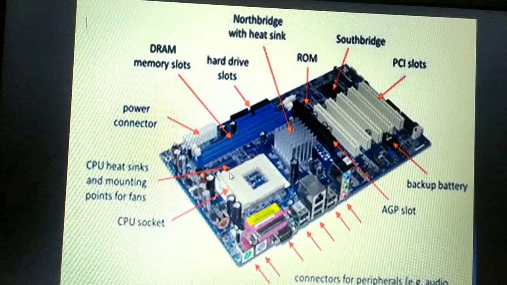This is the CPU socket. You can see here the CPU socket, with CPU heat sinks and mounting points for the fans. This is nothing but the MPGA, the micro pin grid array processor socket it is using. And this is a power connector. It might be the 20 or the 24 pin connector. And this is the AGP slot, the accelerated graphics port, exclusively used for 3D gaming purposes. Nowadays all our new processors support gaming, right? So this is for that.